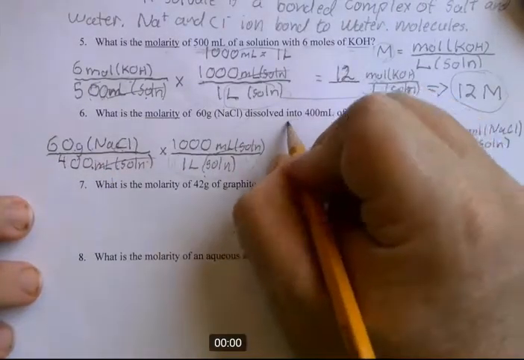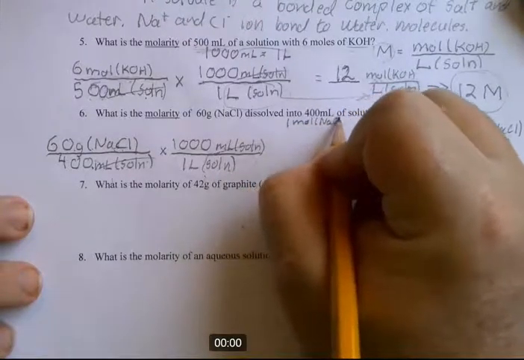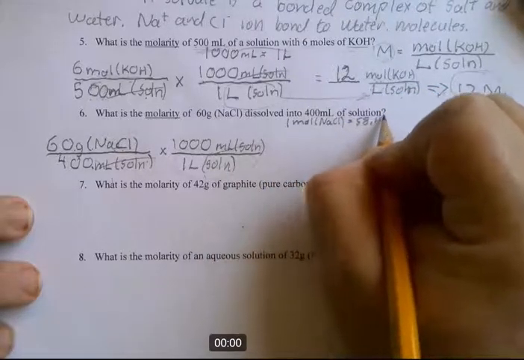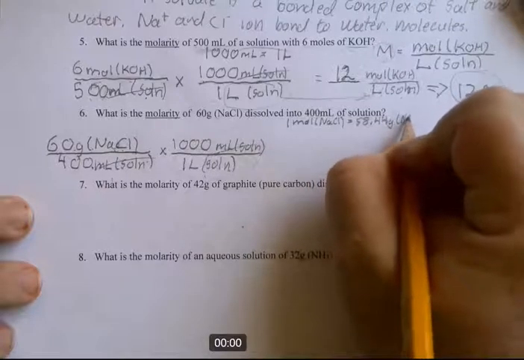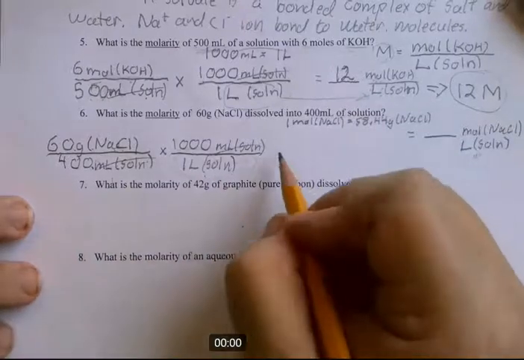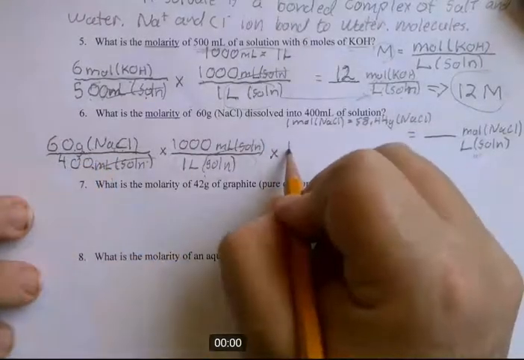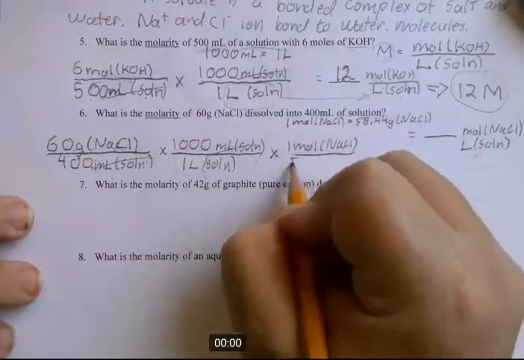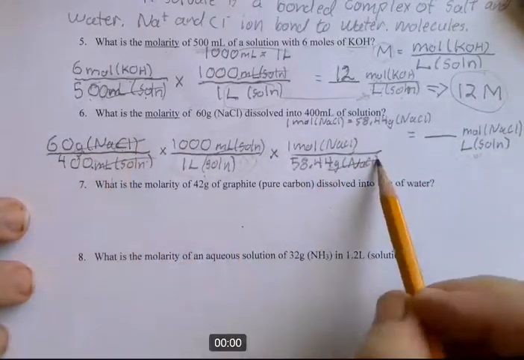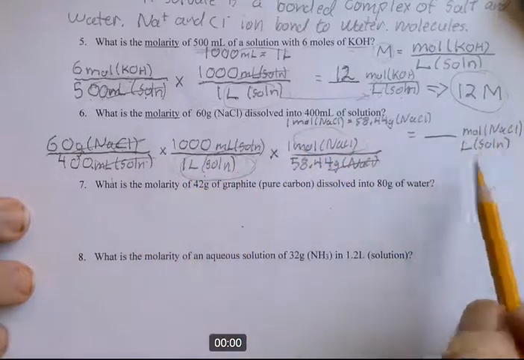So we have this conversion, 1 mole of NaCl. Okay, 1 mole of NaCl equals 58.44 grams of NaCl. So we want grams on the bottom because we need this to cancel out. So it's going to be 1. So the only thing we have left are moles of NaCl over liters of solution. That's what we want our final answer to have.